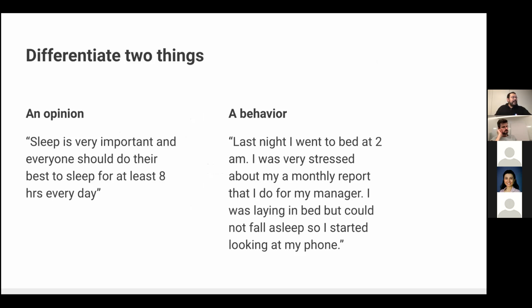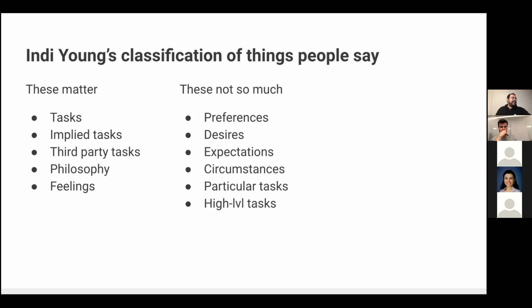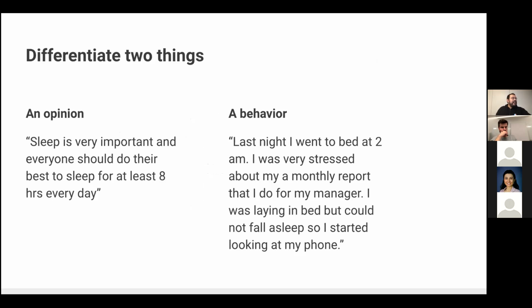And I think there's an easier way. Maybe not as detailed and thorough as that classification, but a really easy way to do it is, when you're looking at the information that people give you during an interview, you're looking at basically two kinds of information. One is an opinion and the other one is a behavior. So here I have two examples. Let's just read them really quickly. An opinion would be when somebody says, I think sleep is very important and everyone should do their best to sleep for at least 8 hours every day. So that's something somebody says.